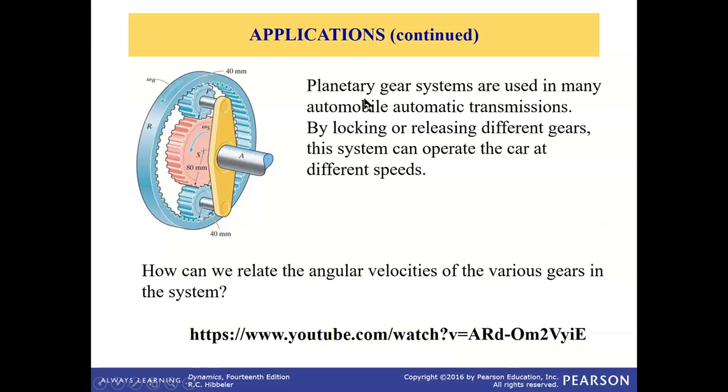This is a very interesting mechanism because this gearbox is used in many automobile automatic transmission systems. By locking or releasing different gears, this system can operate the car at different speeds. You have often heard about 6-speed automatic or 9-speed automatic transmission in a car. Those transmission boxes use multiple stages of planetary gearboxes. With one gearbox, we can achieve 3 different speeds. So if a car has a 9-speed gearbox, that typically means it has 3 different stages of sun and planetary gears, which are connected using common shafts.